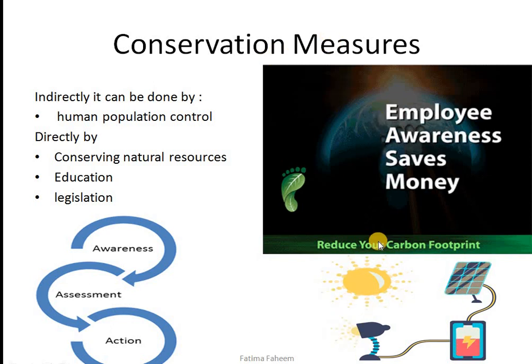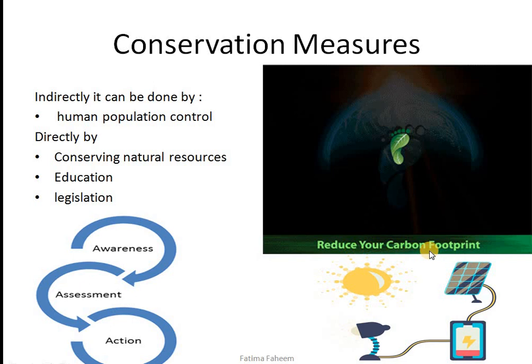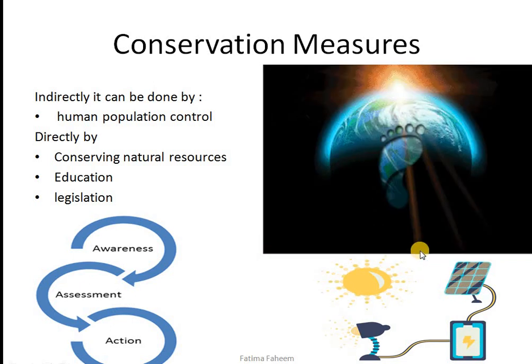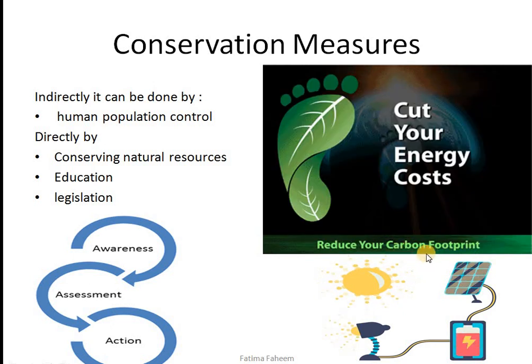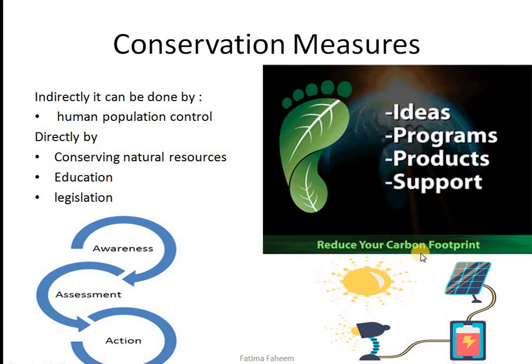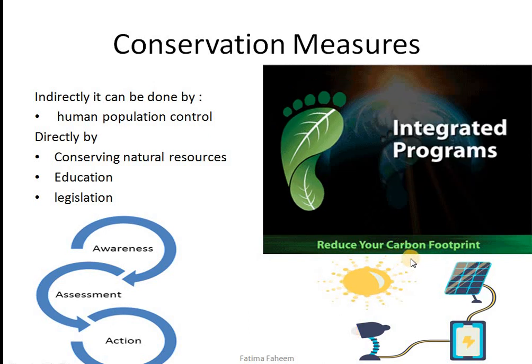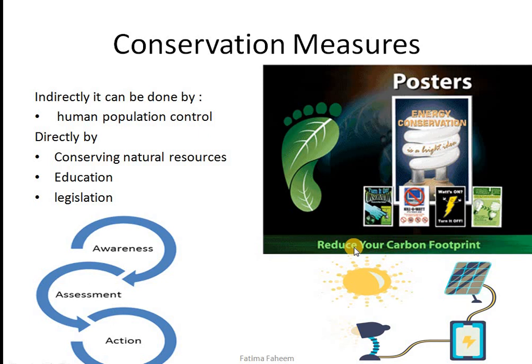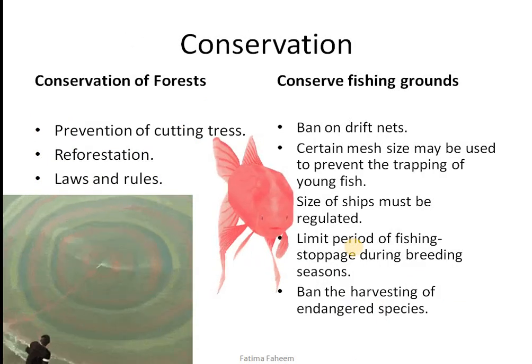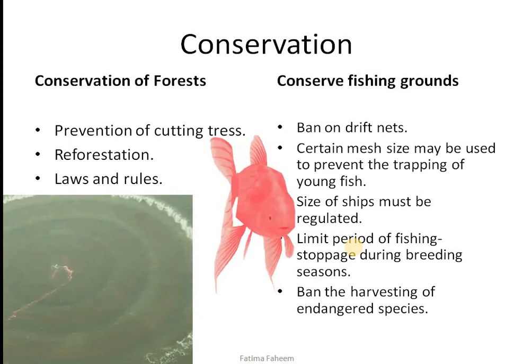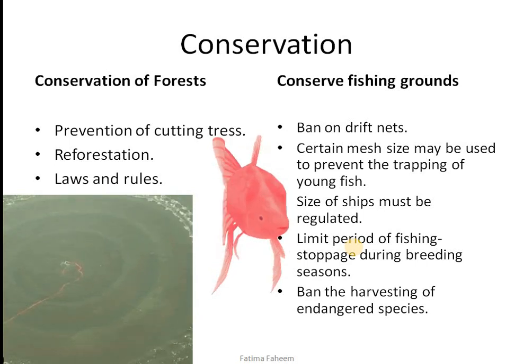We need to start it from ourselves by reducing our carbon footprint. Carbon footprint means the footprint we leave on earth because of our different activities. The carbon accumulation in our environment is creating the greenhouse effect. You all know that from our previous lesson. Now we will see how and by what means we can conserve our forests and our fishing grounds.